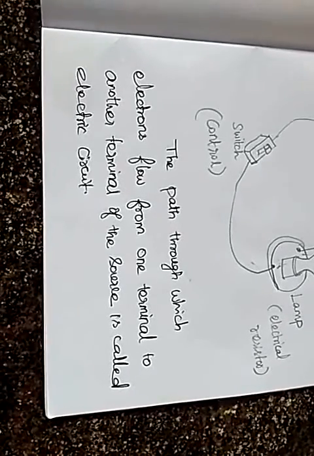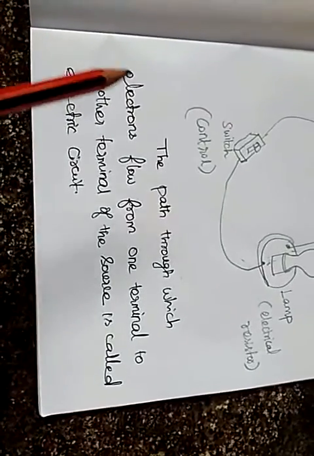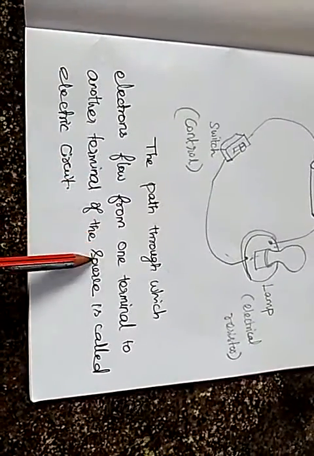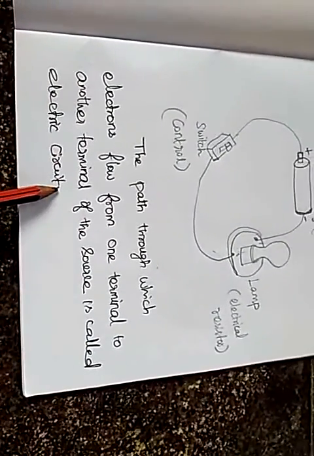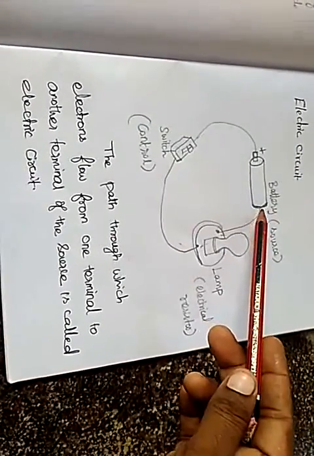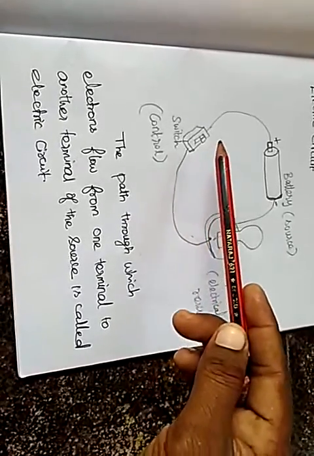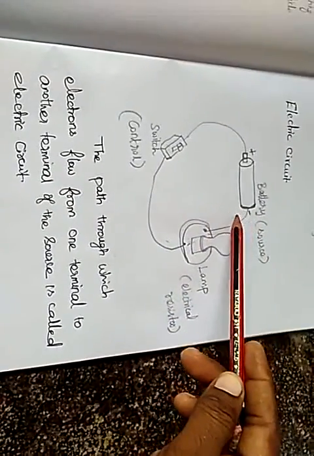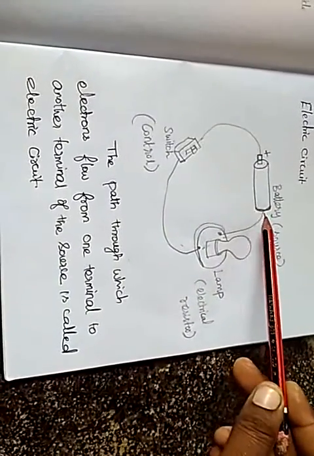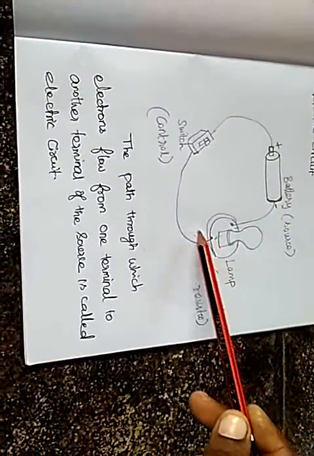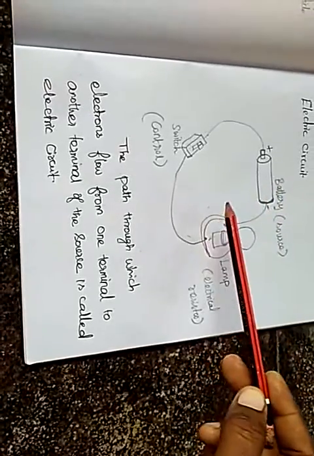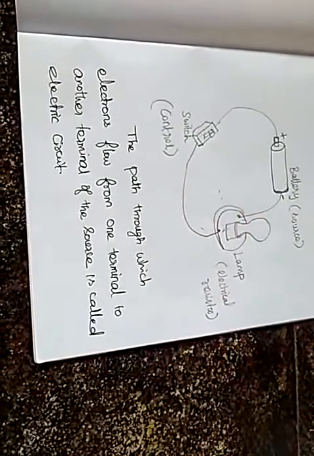How to define an electric circuit? The path through which electrons flow from one terminal to the other terminal of the source is called the electric circuit. Here in the battery, this is the negative terminal and this is the positive terminal. The path through which electrons flow from one terminal to the other terminal of the source is called the electric circuit.